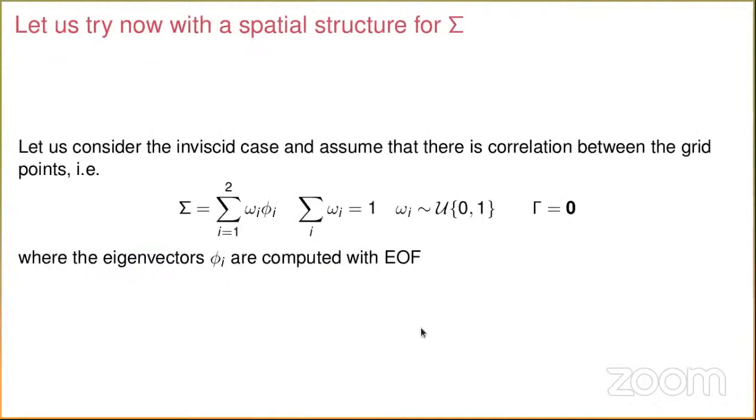So, okay, maybe all that talking about EOF might have been useful. Let's define sigma as a convex combination of the first 2 EOF. And again, I like my life easy when possible, and I put gamma equal to 0.